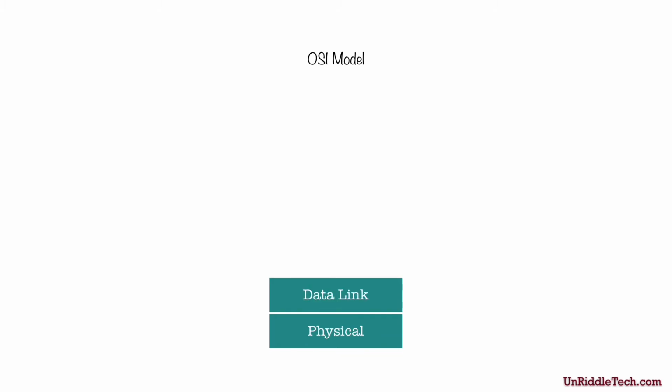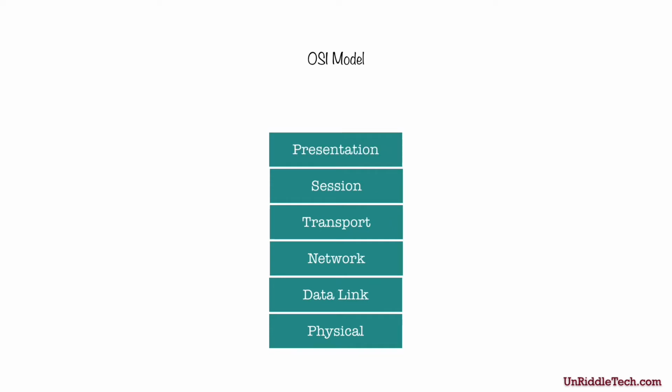The OSI model helps to understand network communication better by dividing the whole process into 7 different layers. Each layer performs unique functions. The first layer is the physical layer, then data link, network, transport, session, presentation, and finally the 7th layer is the application layer.